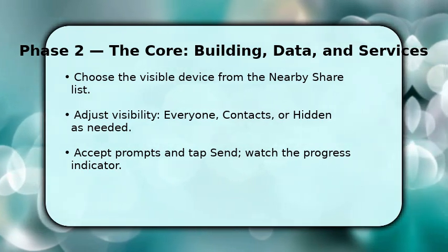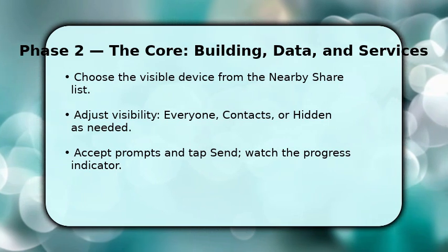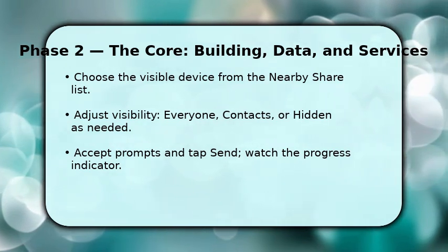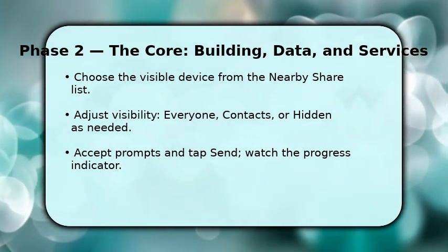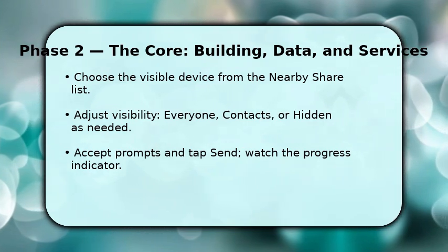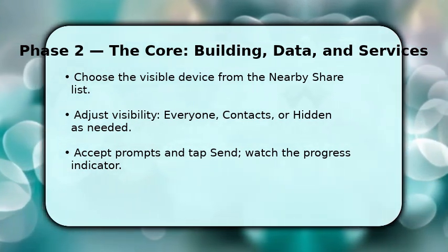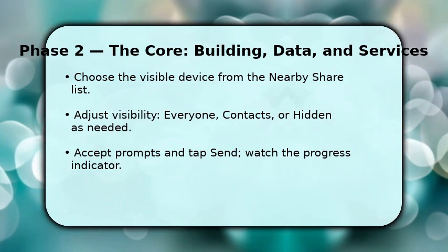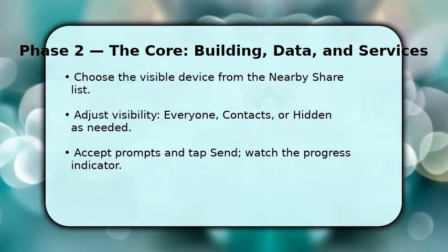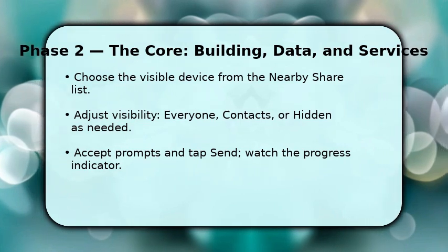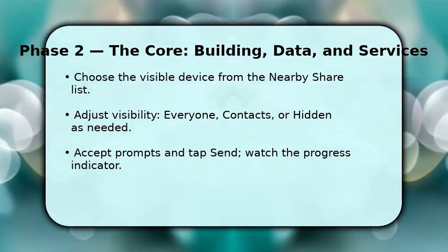If you expect multiple people, set visibility to contacts or everyone, but make sure you revert it later for privacy. The receiver will get a prompt to accept, so have them confirm quickly. After they accept, tap Send and monitor the transfer progress bar. If the app package is large, wait for the complete confirmation before closing screens to avoid interruptions.